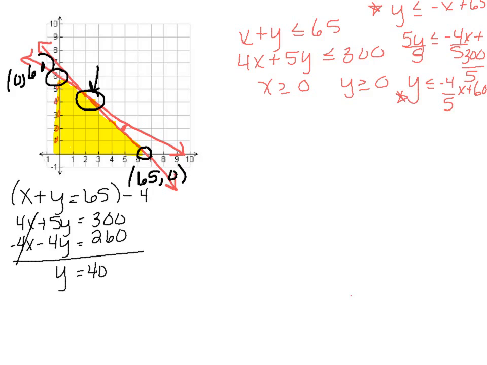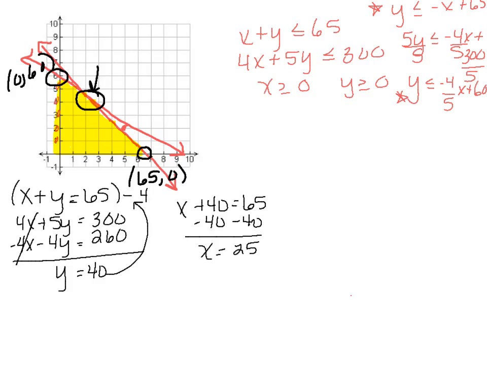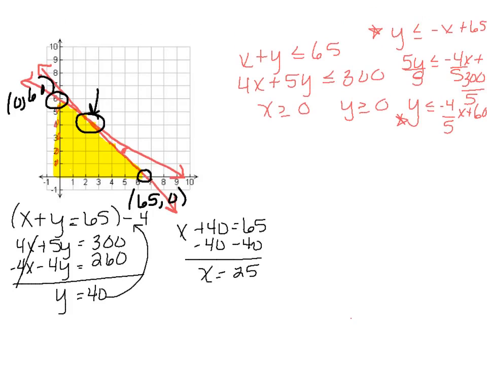I can find my x value by plugging into our equation here. So x plus 40 equals 65. Subtract 40. So x equals 25. So my point here is 25, 40. We need to check each one of those with our z function to determine which one gives us our maximum value.